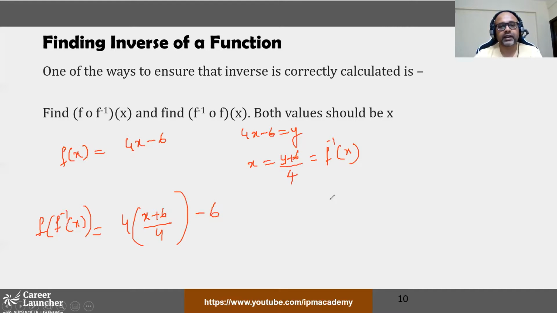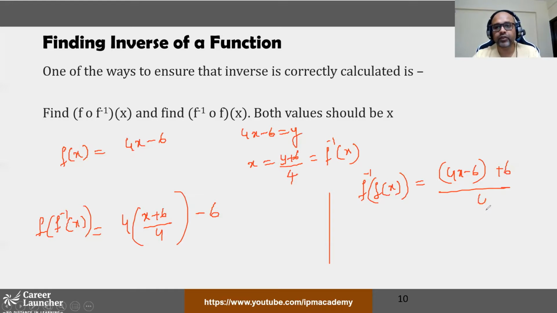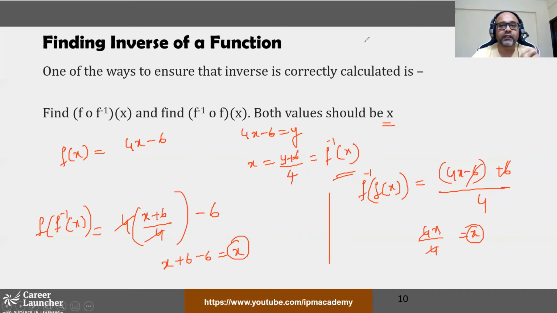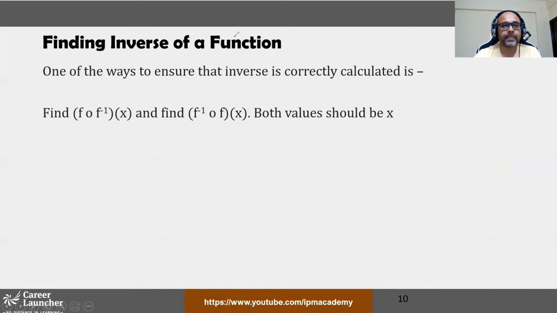Now I will find f inverse of f of x, where in place of y I write f of x. So this is (4x minus 6 plus 6) by 4. If you simplify, the 4 and 4 get cancelled, and you get x plus 6 minus 6, which is x. Here also the 6 and 6 get cancelled, and you're left with 4x by 4, which is again x. Both give you the same answer, and the answer has to be x. Hence what we did in finding f inverse of x is correct. This is one way of checking whether your inverse calculation is correct or not.